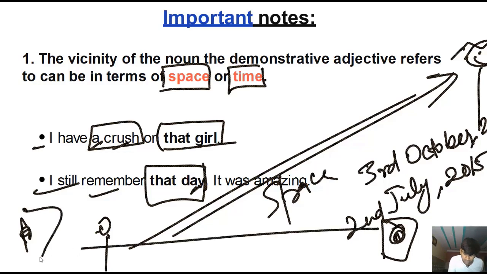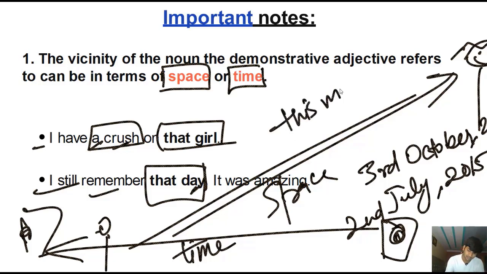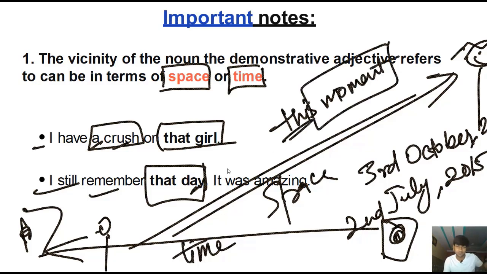So it's quite far away from me. So this is showing a time relation. We can modify a noun by talking about its vicinity in terms of space or time. I still enjoy this moment. This moment referring to the current time. That moment was amazing. These moments will never come again. These moments referring to these times, right?